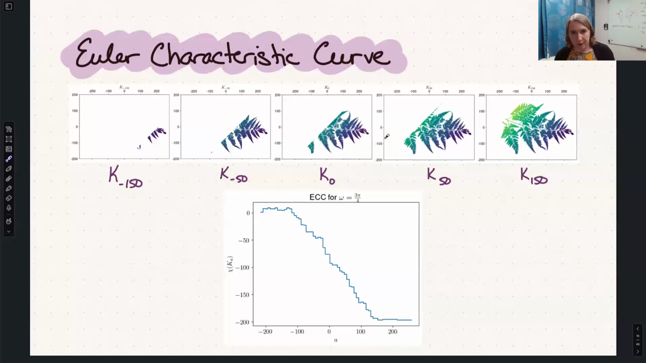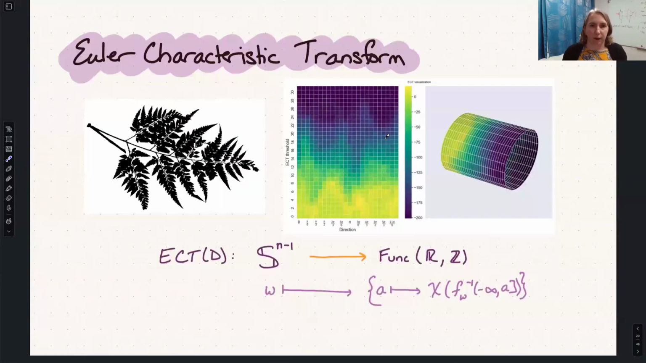The problem is I have no idea what the best choice of direction is, because there were lots of choices that I could have made. That's where the Euler characteristic transform comes in. So what is this beast? For any direction, I can get one of these functions. The function is, for every level a, you give me the Euler characteristic of the sublevel set at that level. Every direction on the S^(n-1) sphere gives me this function, and so now I can compute this thing as some sort of data representation of whatever my input was.